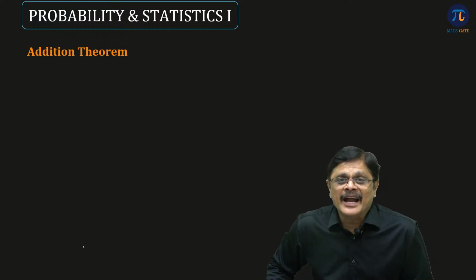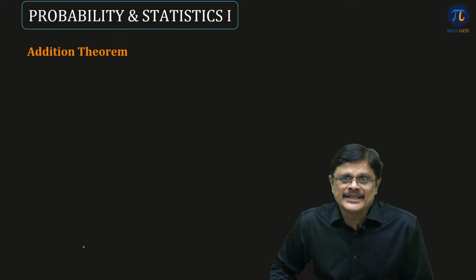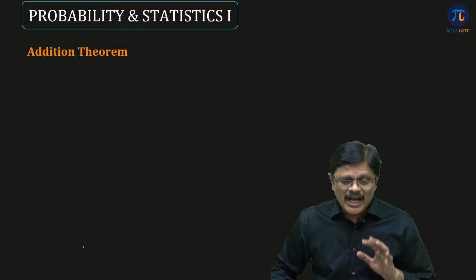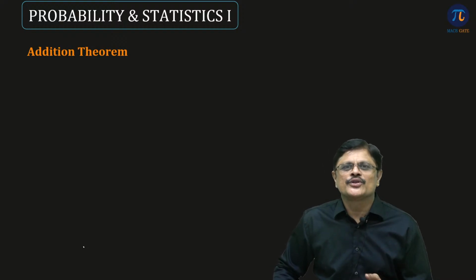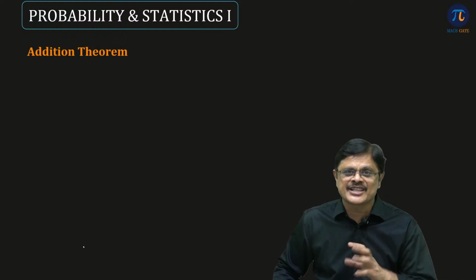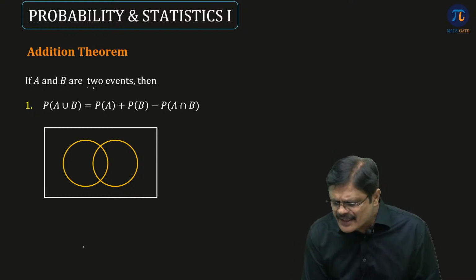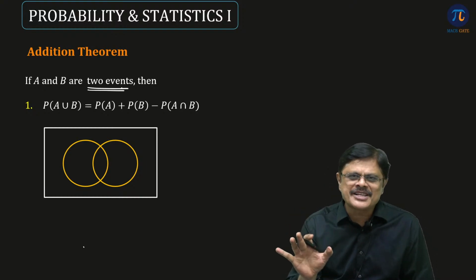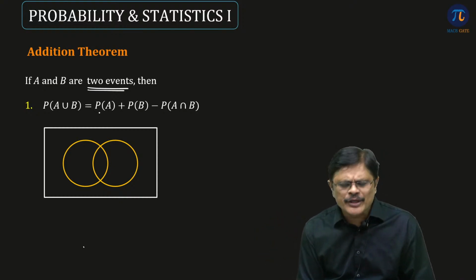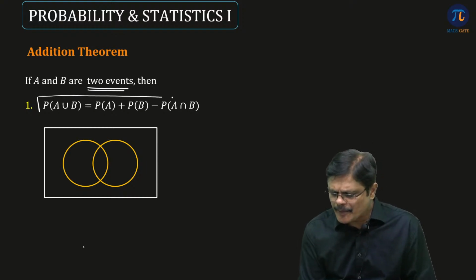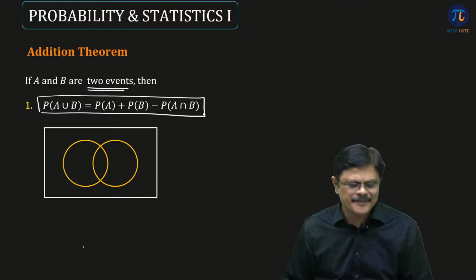Addition theorem. The addition theorem is applicable when the events are joint, that is, they have some outcomes in common. Of course, you can also apply this addition theorem when the events are disjoint. That disjoint event case becomes a special case of this. So this is the story, my dear friends. If A and B are two events, and here I am not mentioning whether they are joint or disjoint, any two events, then probability of A union B is given by the formula probability of A plus probability of B minus probability of A intersection B.